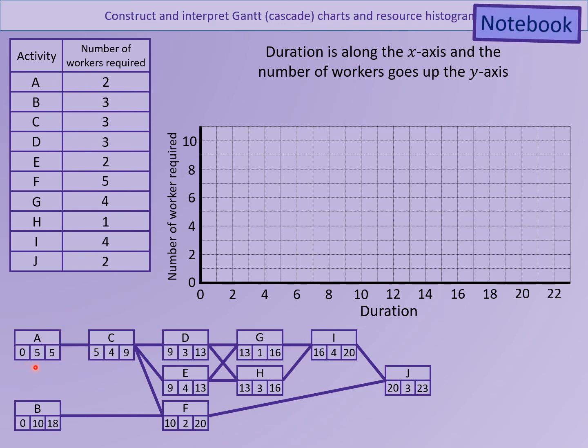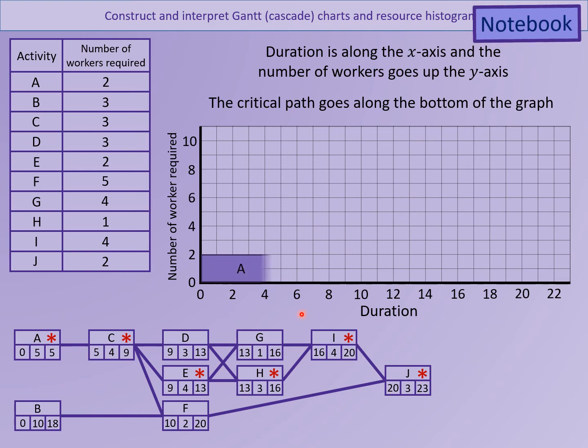So activity A, for example, does exactly the same as what you do with the Gantt diagram. Right? But this time, because it's two-dimensional, we're not just going to float it anywhere up this side. We're definitely going to start at this bottom corner. It starts at 0. It takes 5 hours, but it takes 2 workers. So I go from 0 across to 5, but I go up to 2. So it's going to be a rectangle like this. So that's what activity A is.